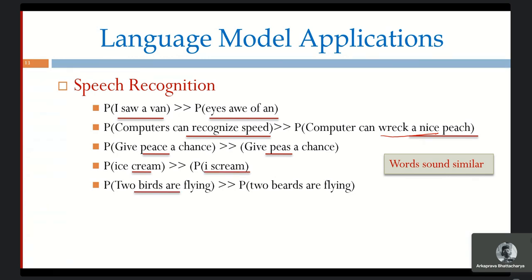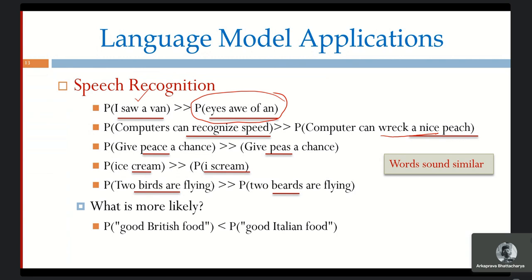Next, you can see two birds are flying. So the birds could be spelled as, or translated as beards. So you can see the probability of such mistranslation should be very, very less compared to the correct translation. So this is where the probabilities play a very important role in order to generate the correct sentences. So now you can see more likely good British food or good Italian food. So generally we say good Italian food, not British food.